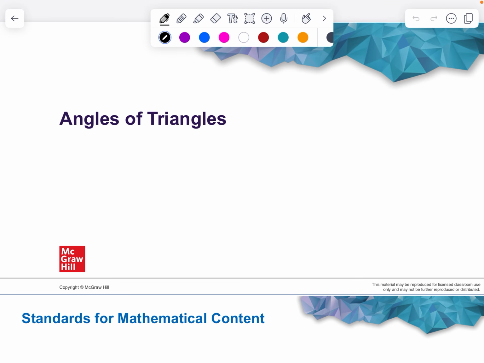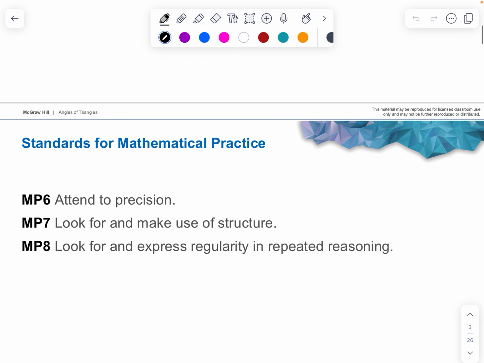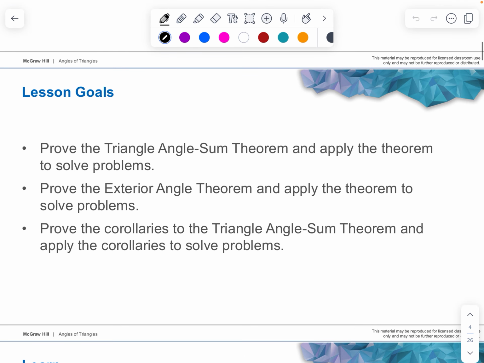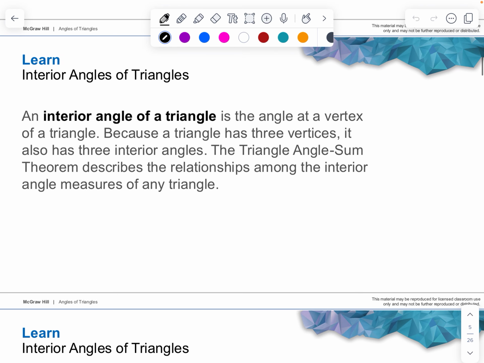All right, we are jumping into MT5. This is lesson 5-1, page 1 of your notes. I hope you do have your notes out with you because these follow along directly with them. So we are going to be looking today at these goals. We're going to learn about the triangle angle sum theorem and exterior angle theorem, and then some corollaries to the triangle angle sum theorem. Okay.